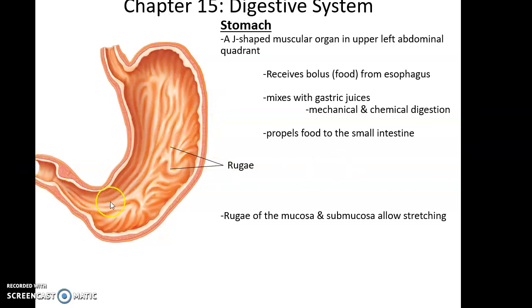When we look at the inside lining of the stomach, we see that it has all these folds and ridges. These are known as the rugae. The rugae are composed of the mucosa and submucosa portions of the stomach wall. They are important because they allow the stomach to stretch. As we know, as we eat food and swallow, the food will begin to fill up the stomach, and the stomach will stretch as it fills.